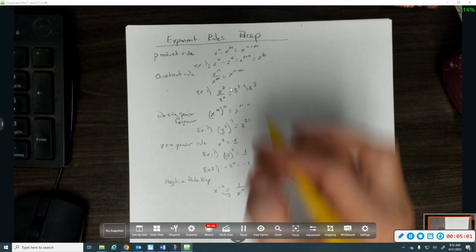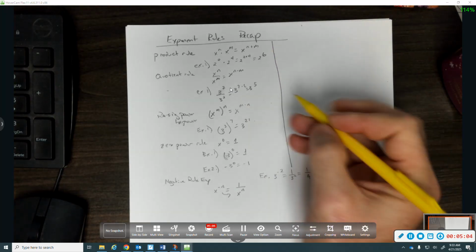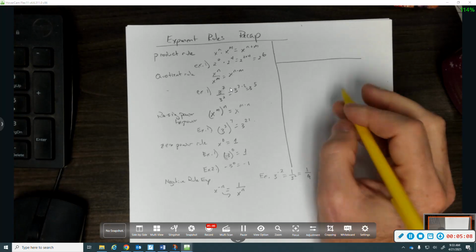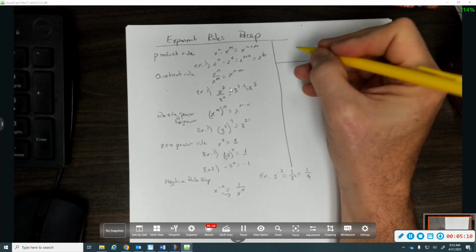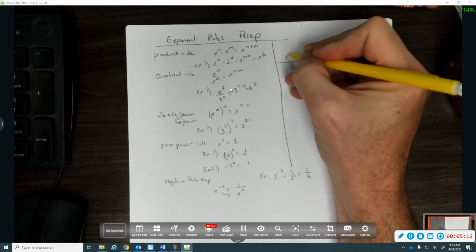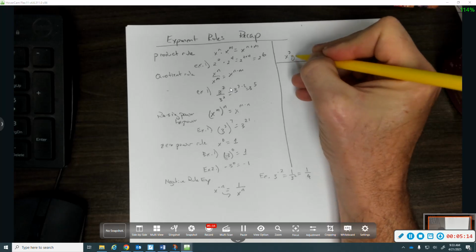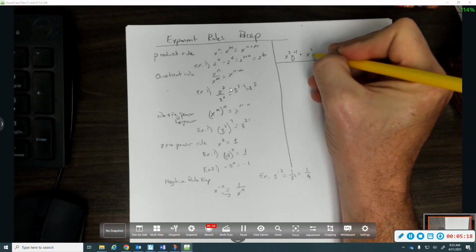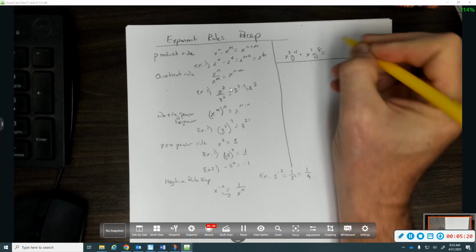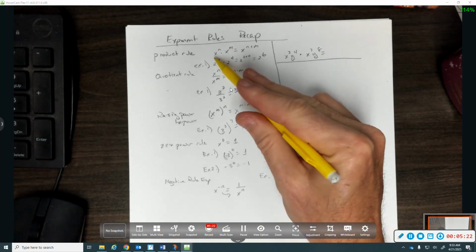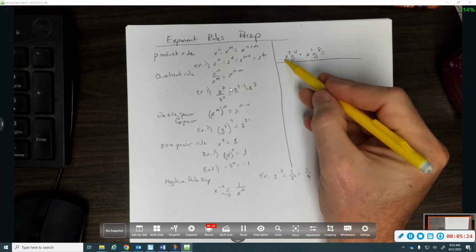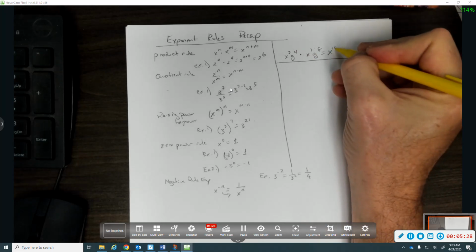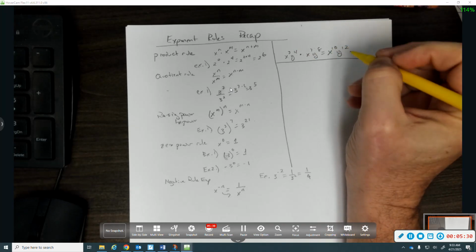So let's look at some slightly more challenging situations. Here's one: x to the third, y to the fourth, times x to the seventh, y to the eighth. Just following our rule, since we're multiplying the bases with the exponents, I can add the exponents. That is x to the 10th, y to the 12th, right?